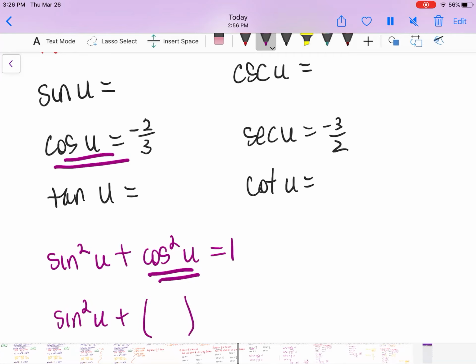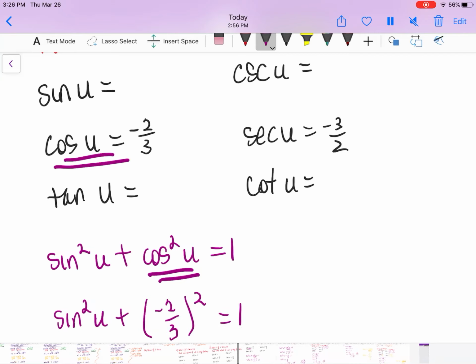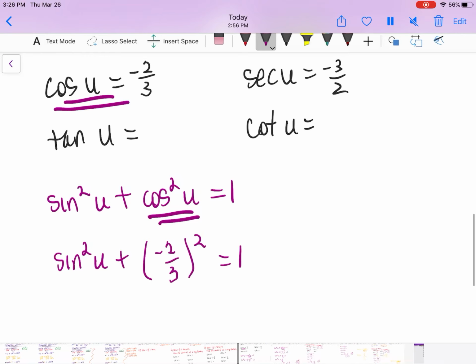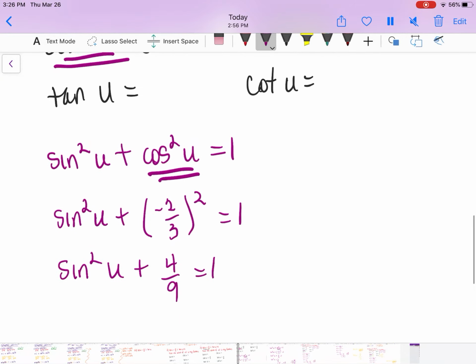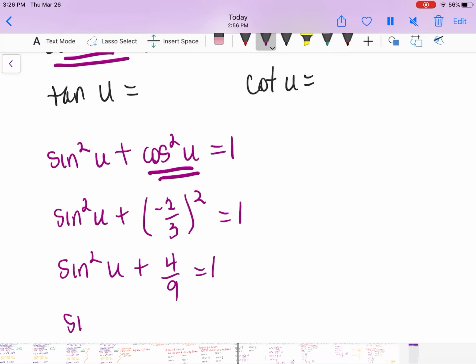And cosine squared u actually means cosine of u, that quantity squared. Okay, we just write the squared after the cosine instead of the u, so it doesn't look like a u squared. So I write down -2/3 and I square it. Well, when I square -2/3, what does that give me? All right, so I'm going to put my 4/9 in. And then to solve for sine, I would need to subtract 4/9.